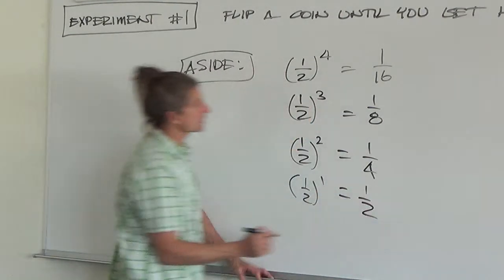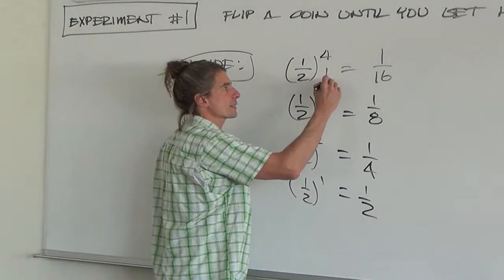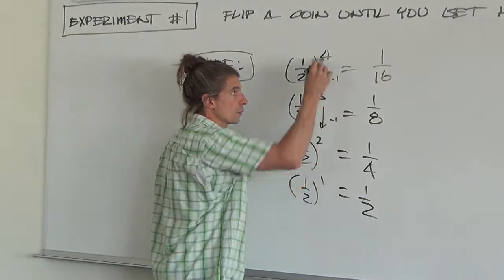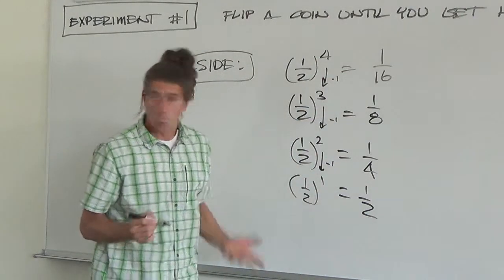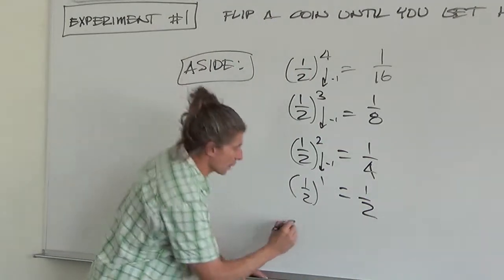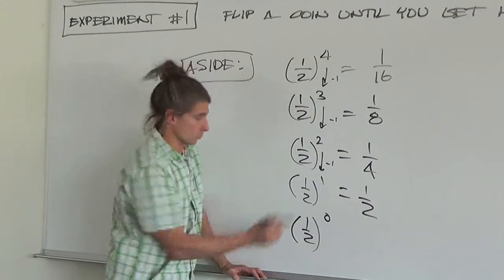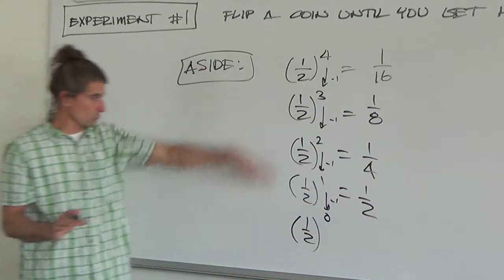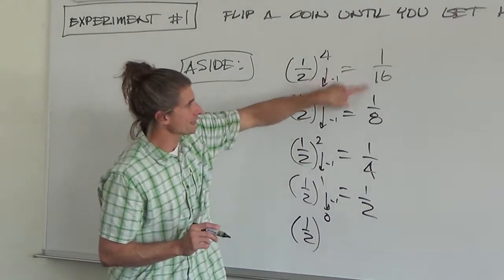1/2. So you see, what's happening here is these exponents are decreasing by 1, right? 4 minus 1 is 3, 3 minus 1 is 2, 2 minus 1 is 1. The next one in line is going to be 1/2 to the 0, which is down by 1, correct? So the pattern will continue into that. Now, what's the pattern between this and this?